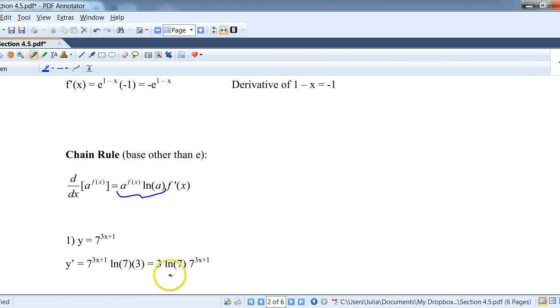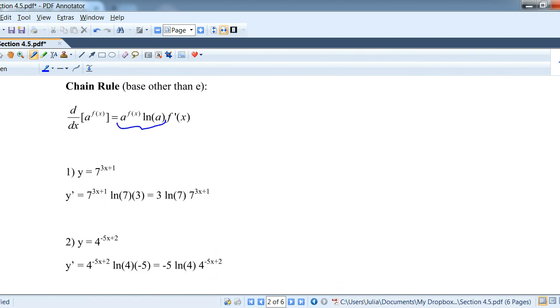And again, we can simply rearrange some things. Let's be careful not to multiply them, because the 7 is inside of the ln, which is a function, so we cannot actually multiply it by 3, and so on. So 3 is a constant on the front, ln of 7 stays, it's another constant, we're not going to simplify it, and 7 to the 3x plus 1 also stays.